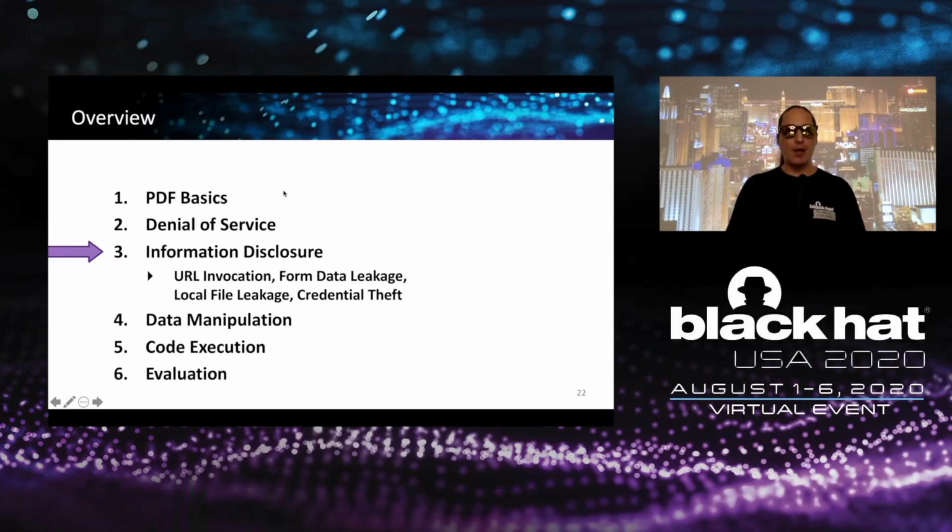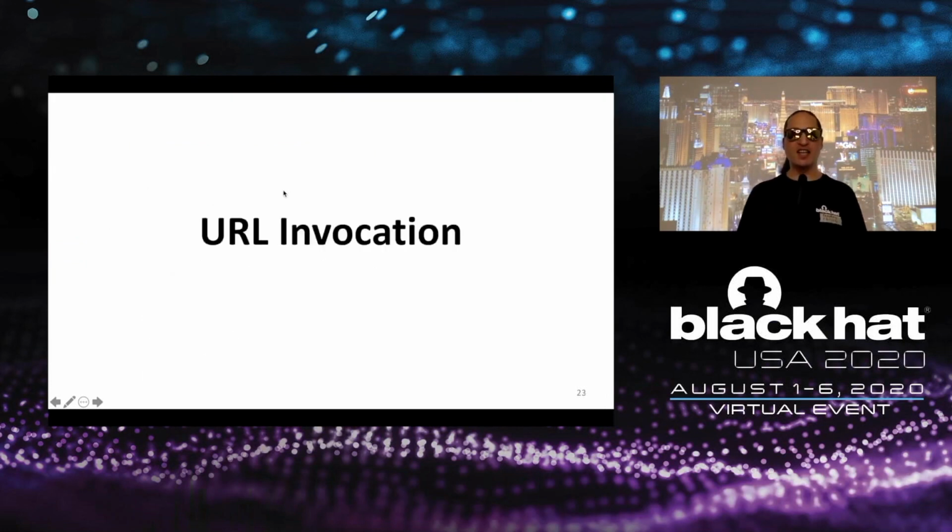Okay, so let's now proceed with information disclosure attacks that leak personal data out of the victim's computer to the attacker, such as, for example, PDF document form data, local files on disk, or NTLM user credentials. Let's start with how PDF documents can silently phone home.